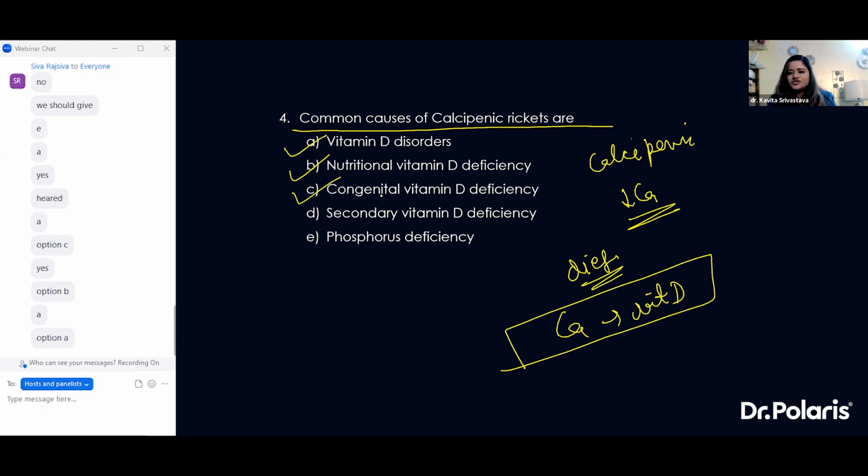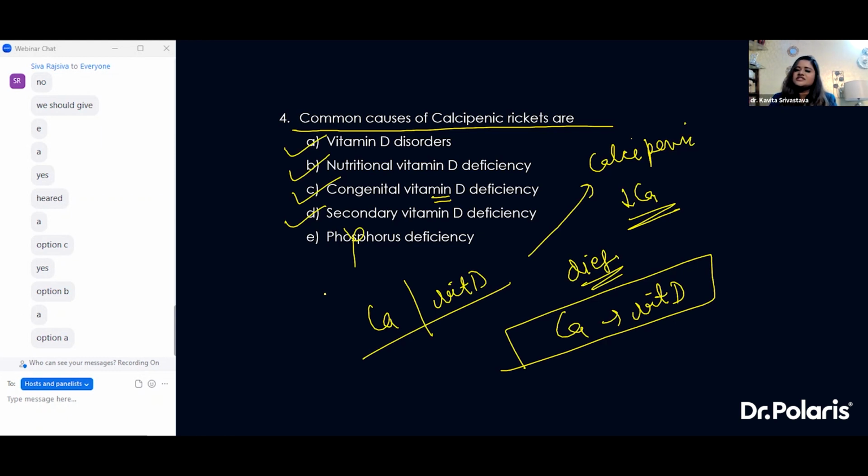Congenital vitamin D deficiency. If the absorption part is not adequate, there is some kind of congenital channel defect resulting in vitamin D deficiency. It can cause calcipenic rickets. Secondary vitamin D deficiency, again, any kind of renal problem or any kind of liver disease which is affecting vitamin D metabolism, can also present with calcipenic rickets. So all those causes where calcium is low or vitamin D is low can cause calcipenic rickets.